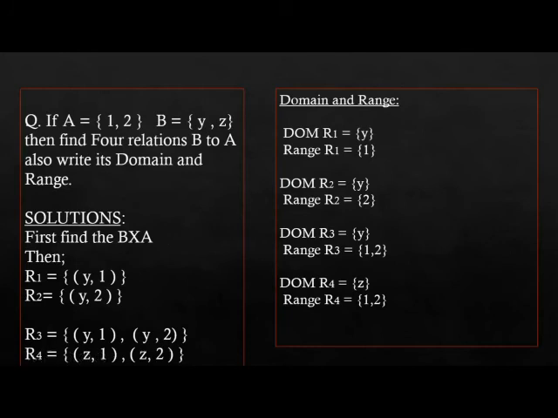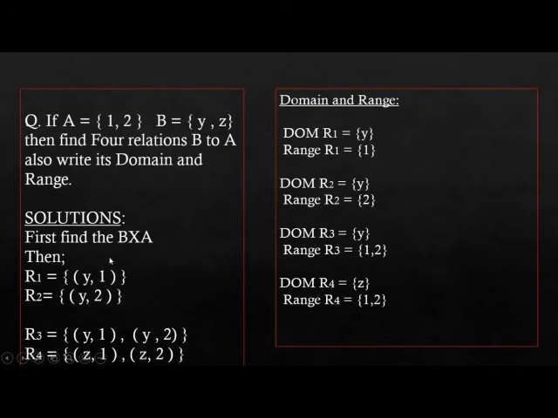There is another question, which is A equals 1, 2 and B equals YZ. And we have to find four relations B to A, and also we have to find the domain and range of these relations. So first things first, you are already aware that you have to find B cross A, because you have to find the four relations B to A.